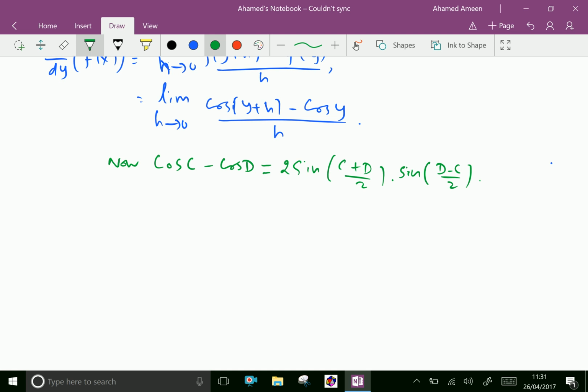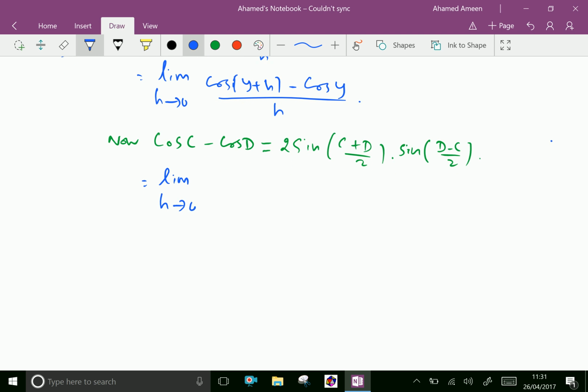Using these identities in the above case, limit h tends to 0, take y plus h as c and y as d. Now we can write 2 sine of (c plus d) by 2, that is (y plus h plus y) over 2, into sine of (d minus c), d is y, that is (y minus y minus h) over 2, into 1 over h.